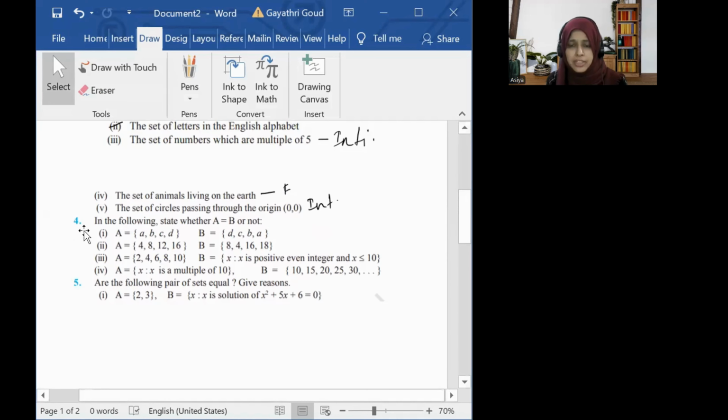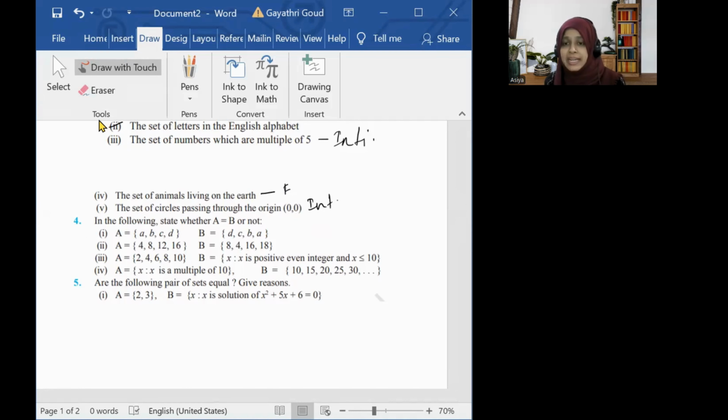Now let's move on to the fourth bit. Now what do we have here? In the following, state whether A is equal to B or not. What are equal sets? They're talking about equal sets here. That means elements of set A should be present in my set B and vice versa. A, B, C, D in both. So all the elements in both the sets are covered. So I think the sets are equal here.